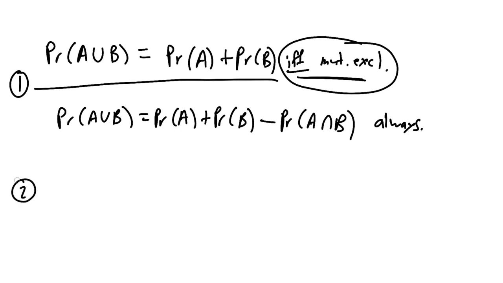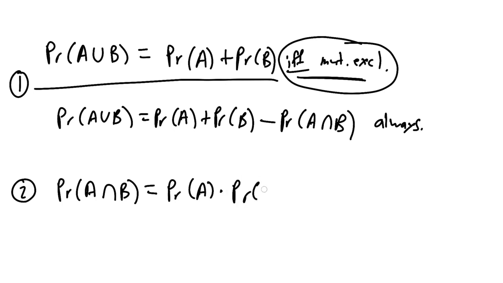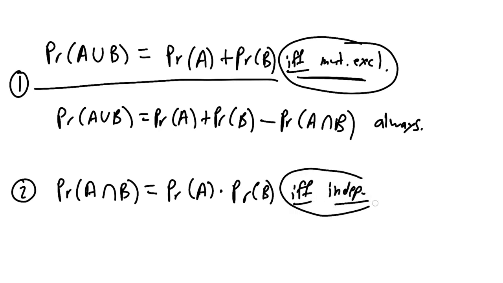And then rule 2 I mentioned on the previous slide, but let me mention it again here because it is parallel. The probability of the intersection of two events is equal to the product of their two probabilities, if and only if they are independent. So this does not depend on mutual exclusivity. That depends on independence.